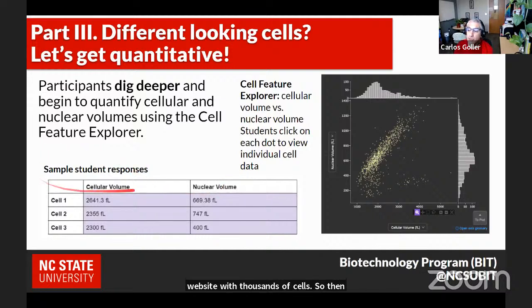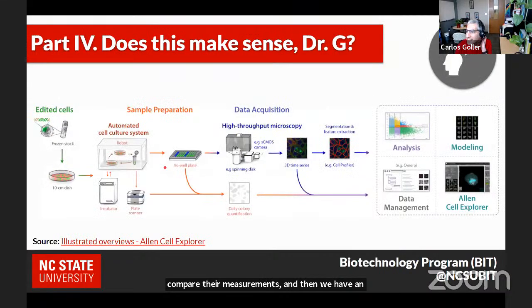So then we have students work either individually or in teams to calculate the cellular and the nuclear volume. And this is a sample of student responses. And often if they are doing this individually or in teams, I have a Google Sheet or a spreadsheet we can put up on a screen or share so that students can compare their measurements, and then we have an opportunity to do some graphing and statistics.